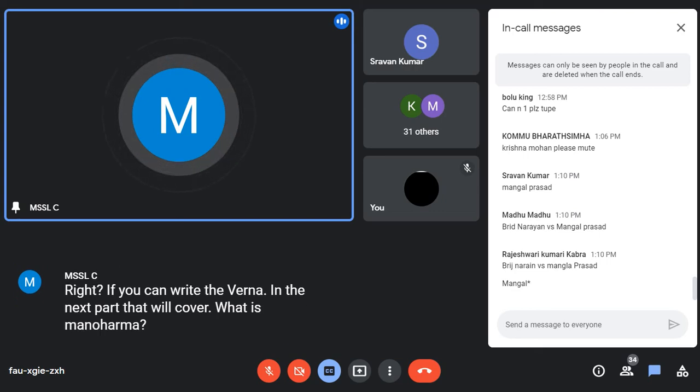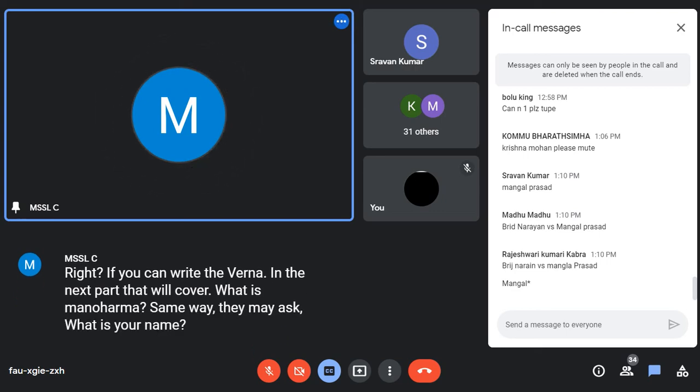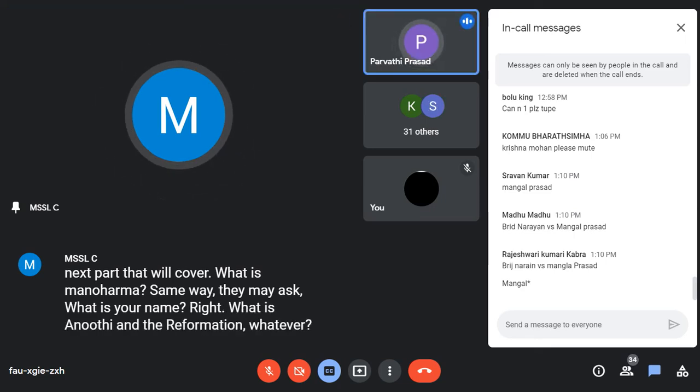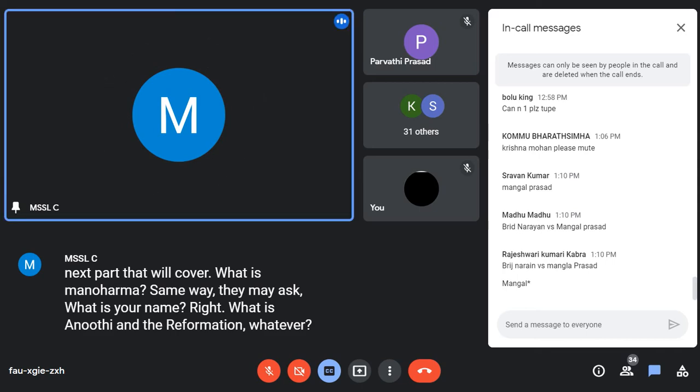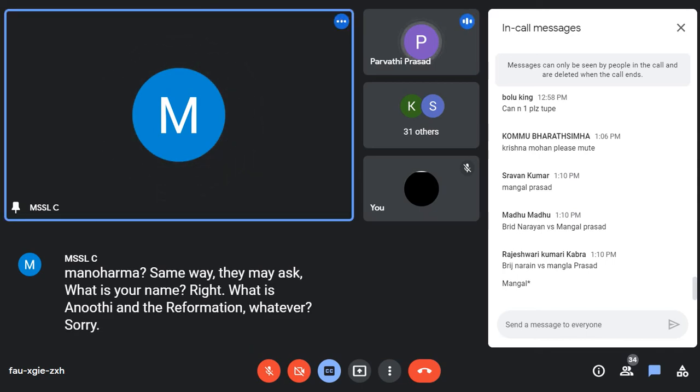Same way they may ask what is Yajnavalkya Smriti. Right, what is Manu Dharma, Manu Smriti is, and the reformation. Madam, tell me Manu Dharma, madam, once again. Sorry? Manu Dharma, madam, please explain.